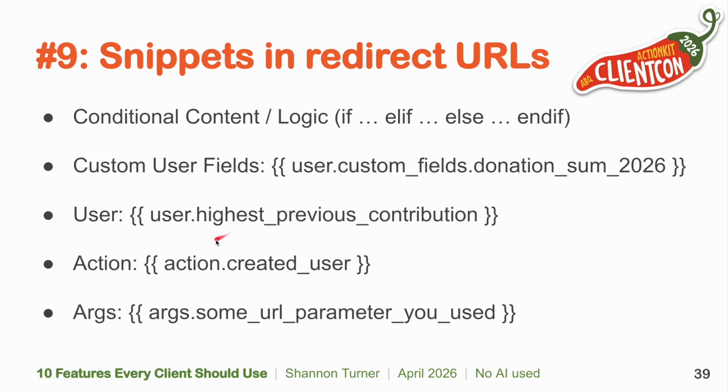The snippets can be any snippet available on the user, which would be things like highest previous contribution. There's snippets available on actions, such as, did this create the user? And you can even include arguments that appeared in the URL parameter that you had used previously.